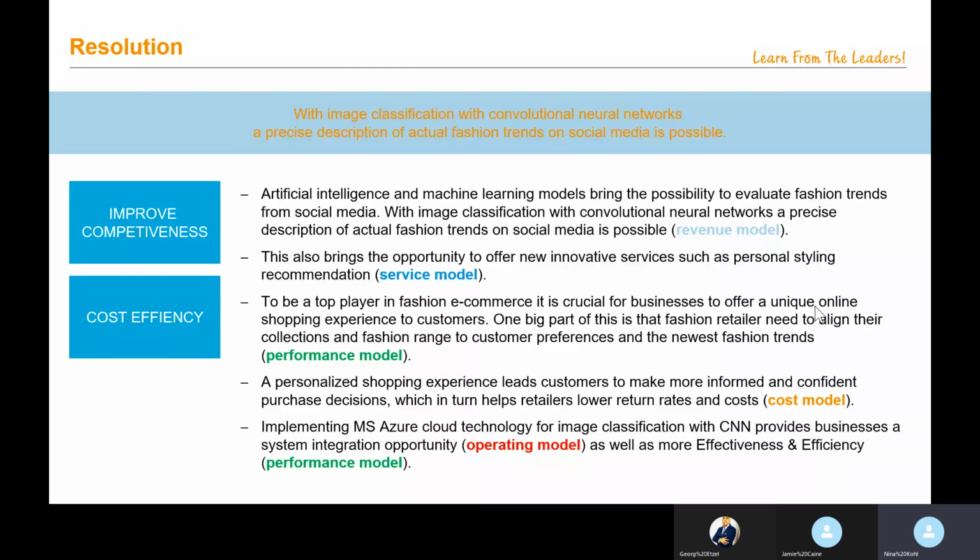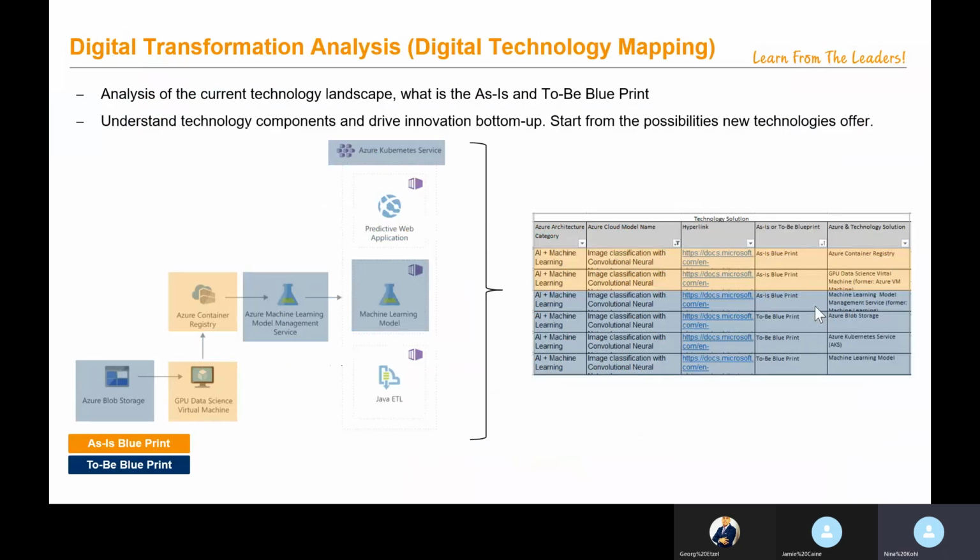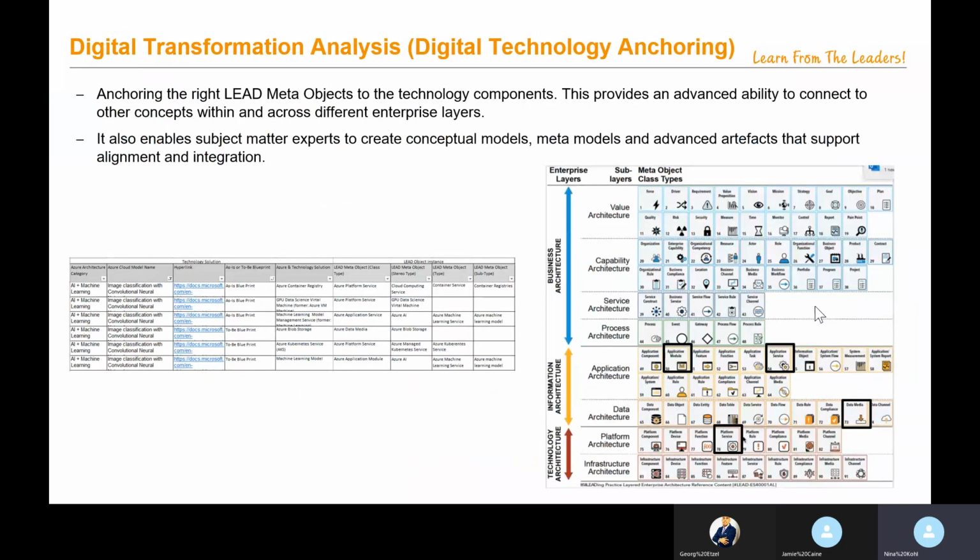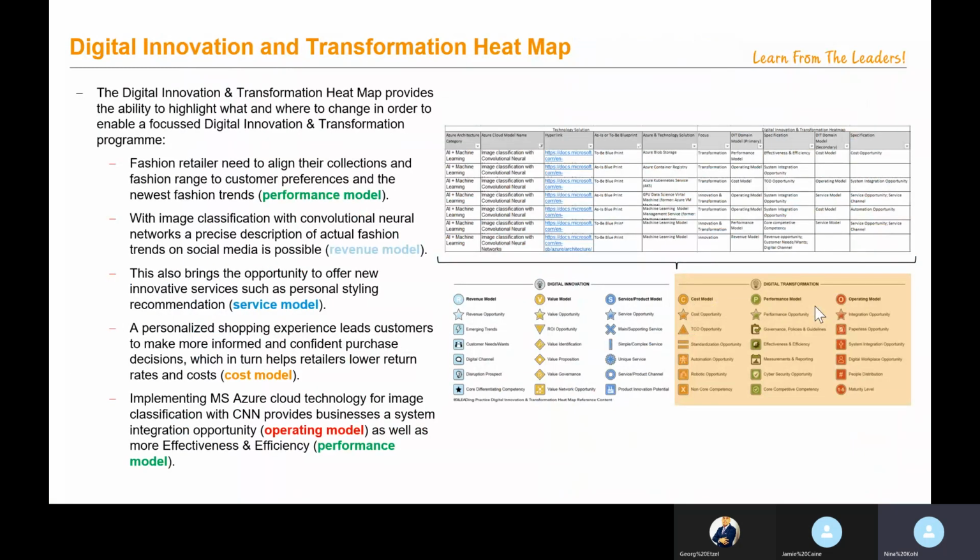I did the same steps of decomposition for this solution as well, but I would like to go through it a little bit faster. So I did the digital transformation analysis with digital technology mapping. You can see here the as-is in orange and the to-be blueprint in blue, and matched it to the digital transformation matrix. I then did the digital technology anchoring to the lead objects, meta objects with this application module, application service, platform service, and data media. And I, of course, did the mapping to the innovation and transformation heat map.